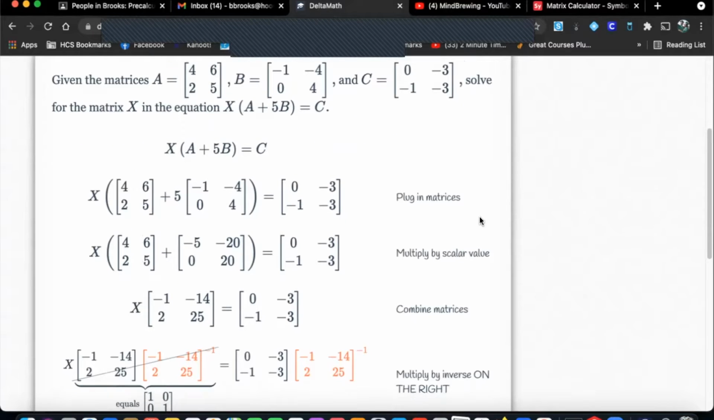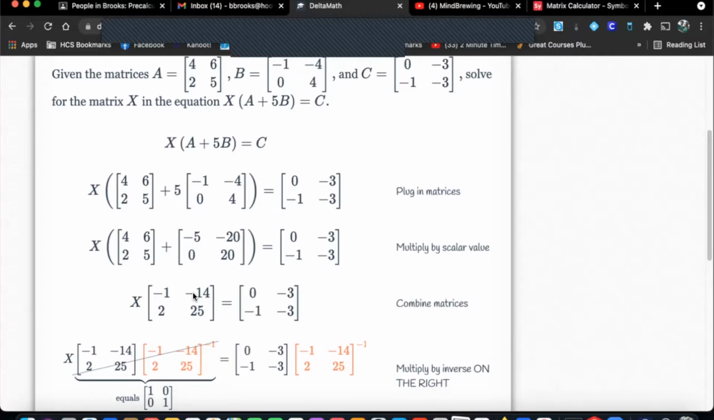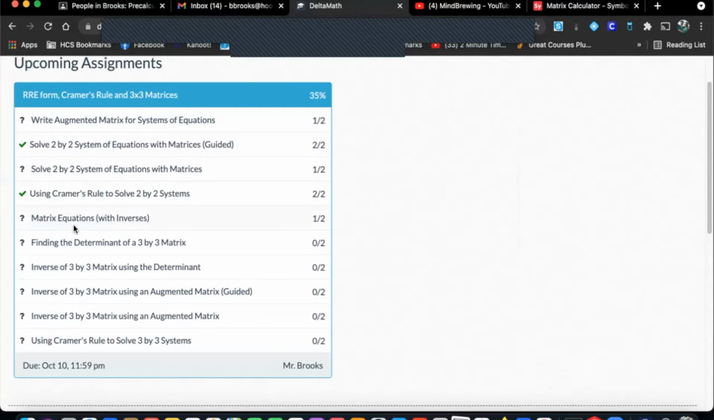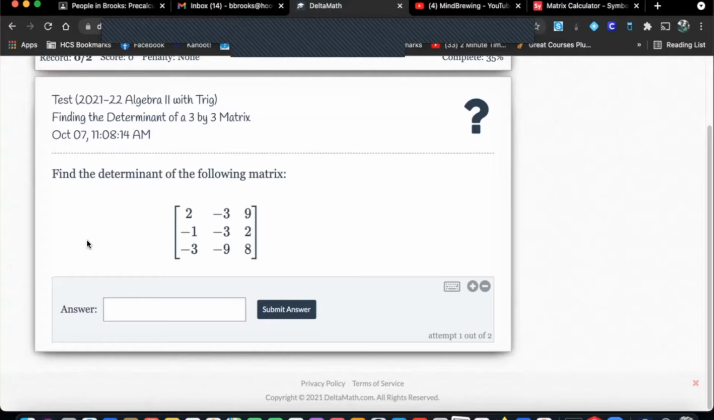Awesome. So what they did is they just went ahead and multiplied everything on this side, but that's fine too. But you know, you can do things with just x's, whatever. All right, finding determinants of a 3 by 3 matrix.